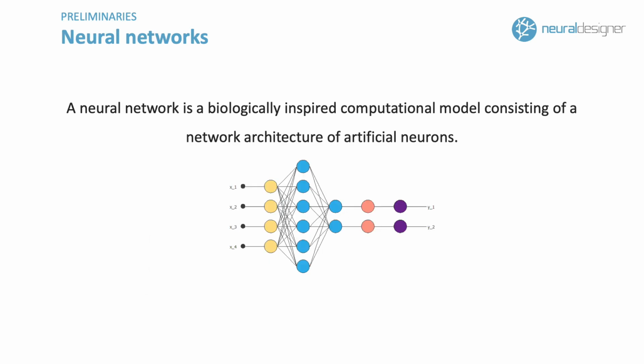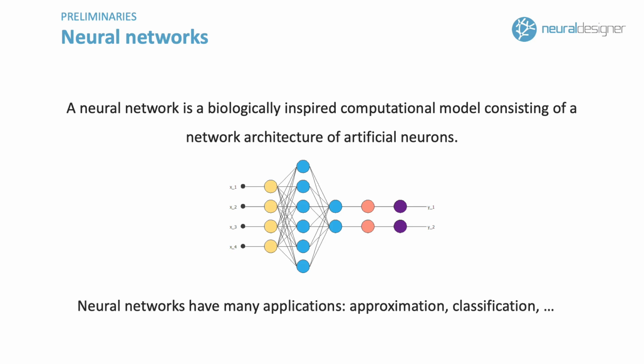A neural network is a biologically inspired computational model which consists of a network architecture composed of artificial neurons. Neural networks are used to solve approximation, classification, and forecasting problems.